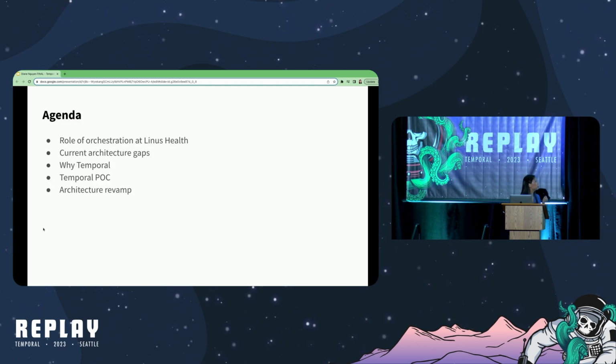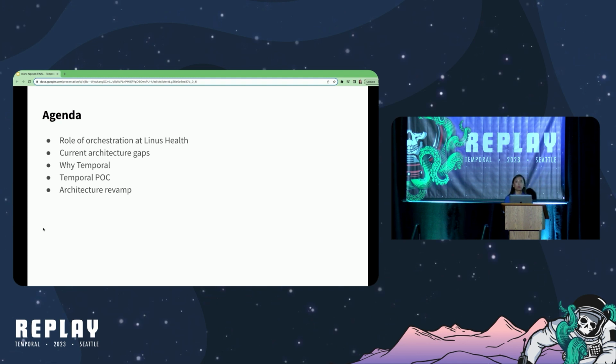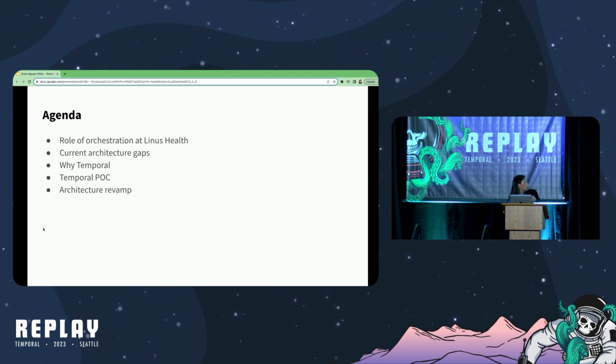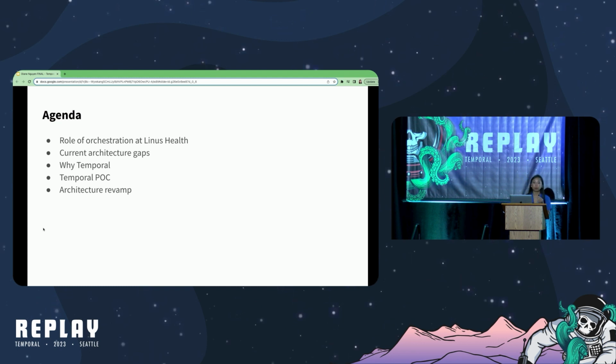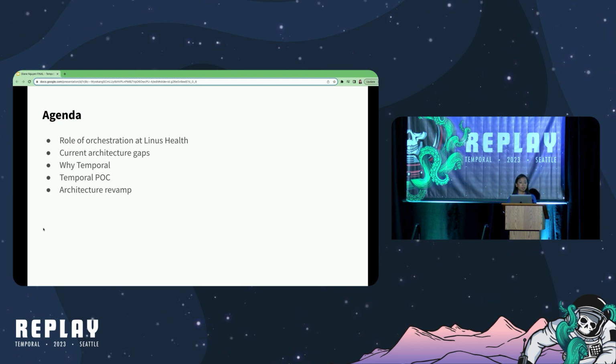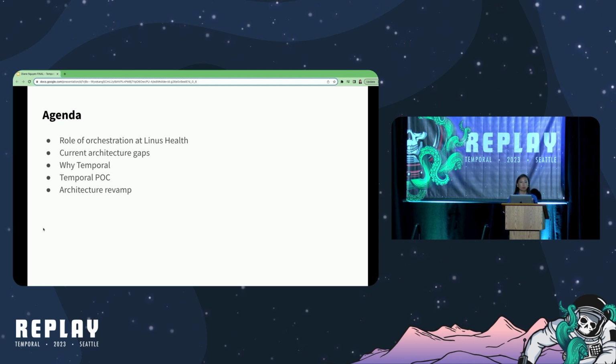So I'm just going to keep this very high level. I'll start with a brief summary as to why orchestration is so important within our platform. And then I'll talk about the gaps in our current workflow architecture and where Temporal can help close those gaps, as well as what we concluded from our POCs against Temporal. And then finally, what our next plans are for implementing Temporal within our organization.